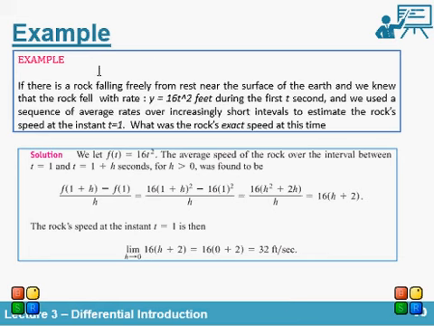So this is the application in real life. Example: a rock falls freely from rest near the surface of the earth, and we know that the rock fell with y equal to 16 times t squared feet during the first t seconds. We use a sequence of average rates over increasingly short intervals to estimate the rock's speed at the instant t equals 1. What was the rock's exact speed at this time?